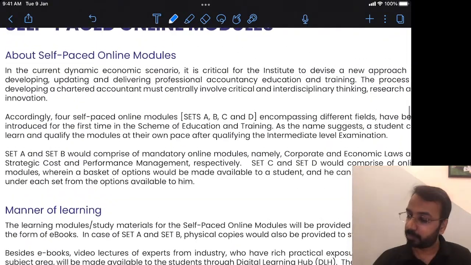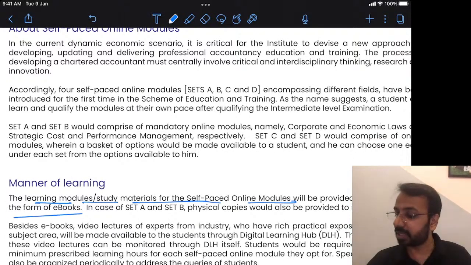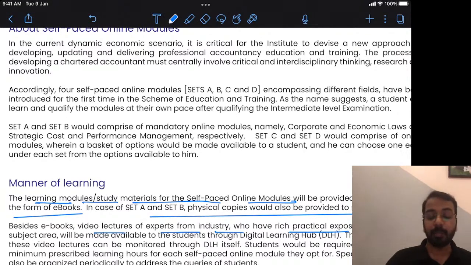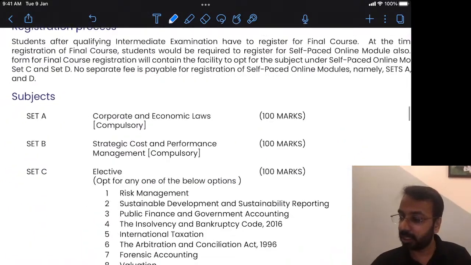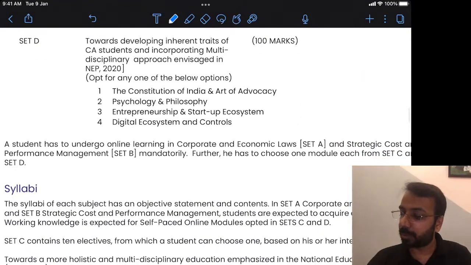Then self-paced online module. The learning modules of self-paced online modules will be provided in form of e-books. In case of set A and set B, physical copies will also be sent. And then video lectures from experts from industry who have rich practical exposure will be provided. So basically they will give you the material and you have 100 marks each for all of these papers. A student has to undergo online learning in corporate and economic laws and strategic cost and performance management mandatorily.